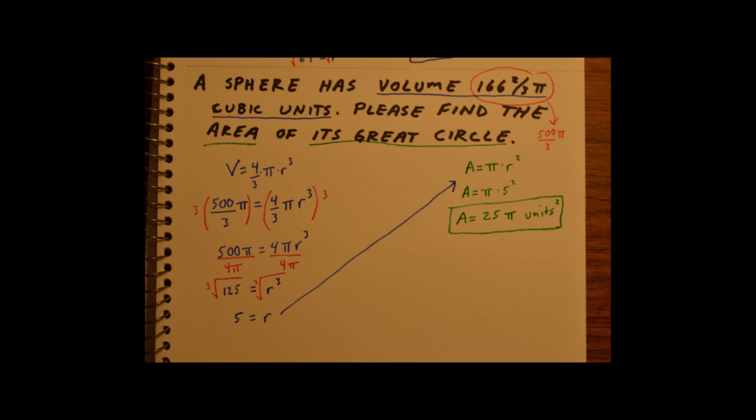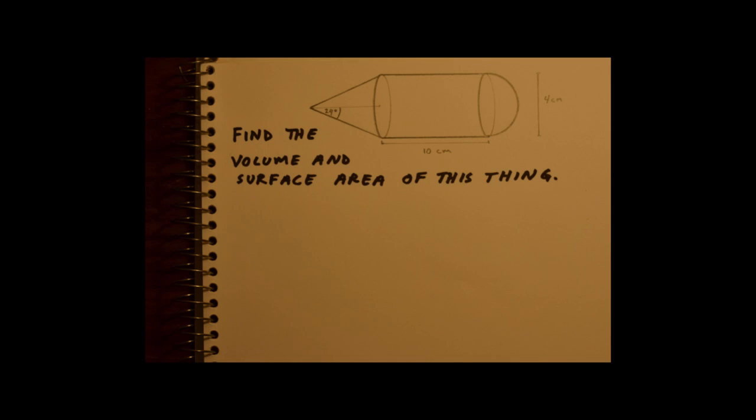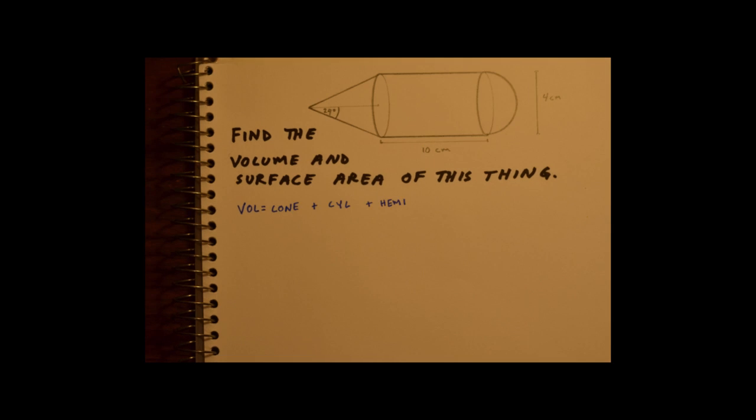We have one more example, and it's kind of a doozy. We want to find the volume and surface area of this thing. It almost looks like a pencil. So we have a cone attached to a cylinder, which is also attached to a hemisphere. So let's first look at volume. We want to find the volume of essentially these three separate pieces, the cone and the cylinder and the hemisphere.